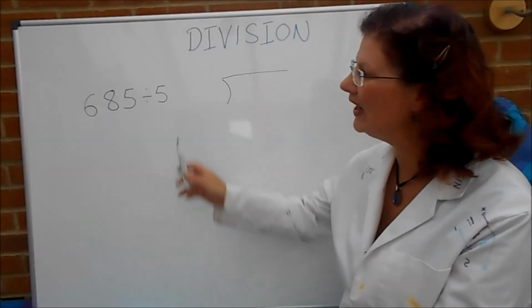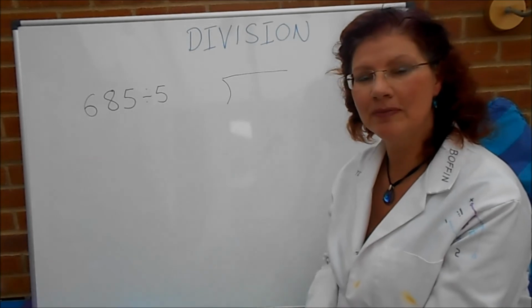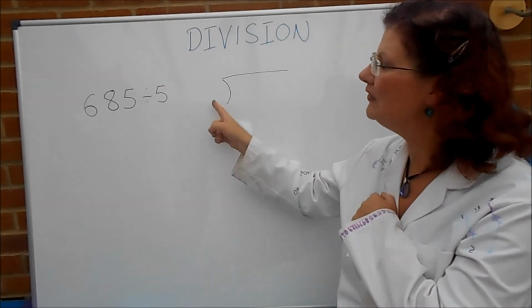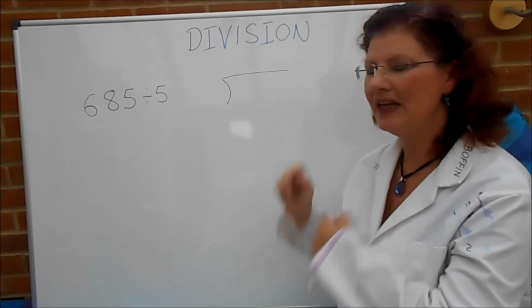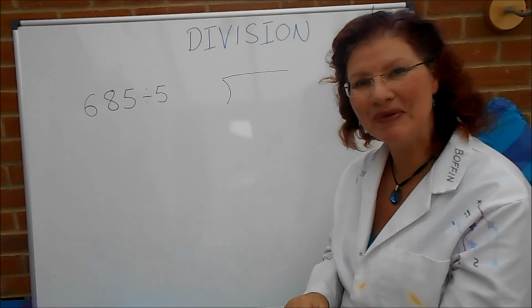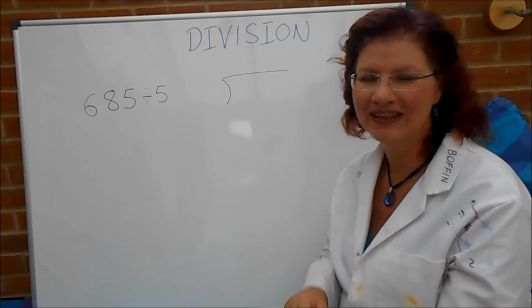Right, here's one for you to try. We've got 685 divided by 5. Nice times table this time, aren't I kind? So you need to fill in a number here, another number here, and then have a go at doing the top bit. If you're not sure, don't worry about it because I'm going to do it with you just afterwards.